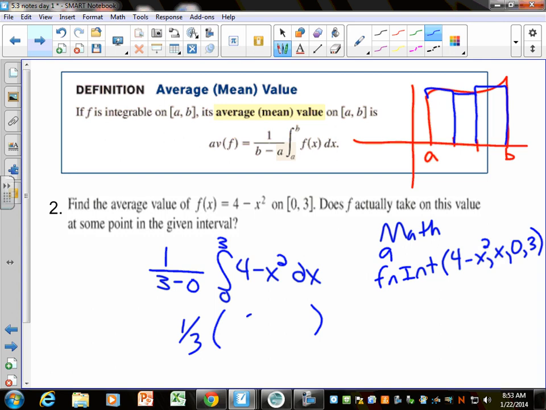I got 3. Did you get 3? I got 1. Well, then that's when you multiply by 1/3, you get 1. I did that. Oh, okay. Like if I did 1/3, yeah. Because that's the average value. So it's not just the integral anymore. We're finding the average of the whole integral.